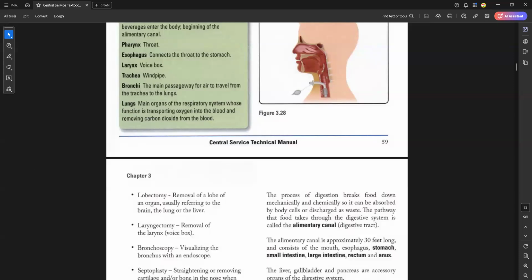So you see the alimentary canal. The process of digestion breaks food down mechanically and chemically, so it can be absorbed by the body cells or discharged as waste. The pathway that food takes through the digestive system is called the alimentary canal, or the digestive tract. And this alimentary canal is about 30 feet long.